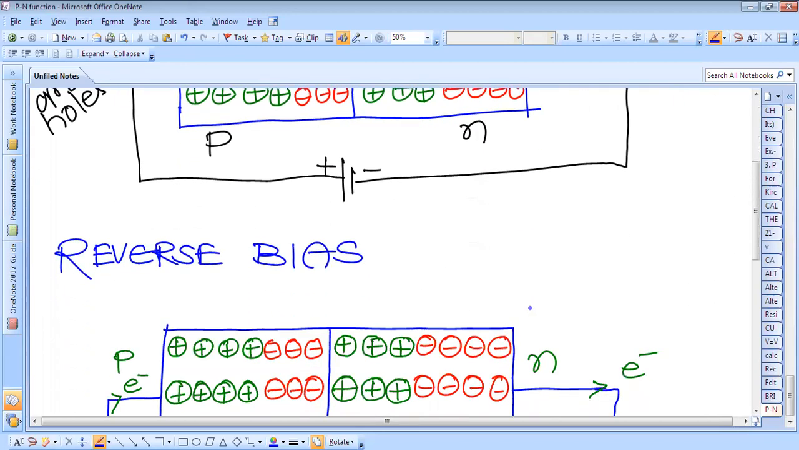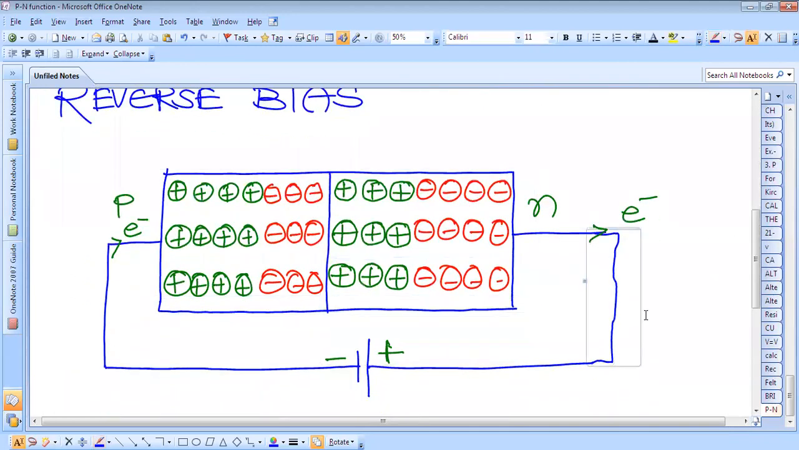So when it is a reverse bias, the P side is connected to the negative terminal of the battery, and the N-type is connected to the positive terminal of the battery. So the space charge region is again here.